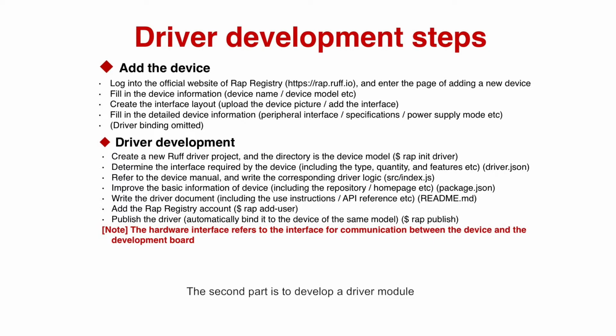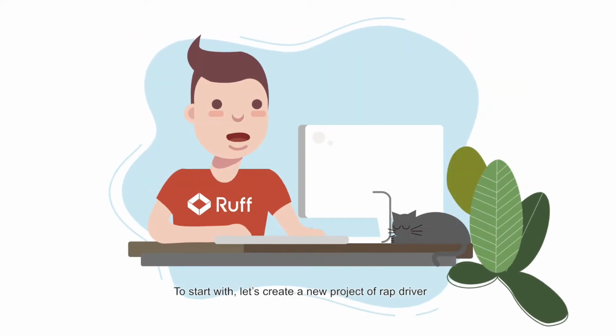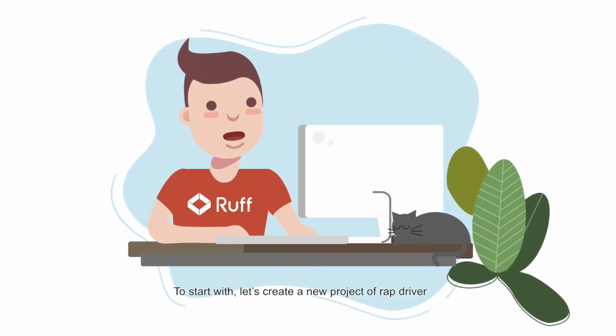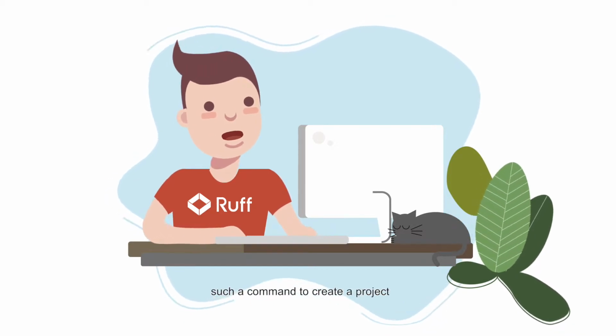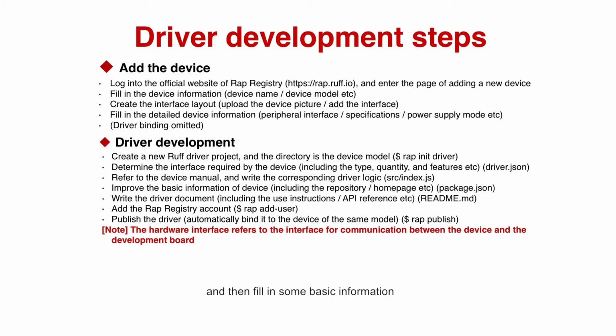Okay, the second part is to develop a driver module, and it requires us to download the Ruff SDK, as we need Ruff tools throughout driver development. Let's look at its detailed steps. To start with, let's create a new project of rap driver. We can use the command rap init driver to create a project, and then fill in some basic information, like its version number, its author, and so on. We might as well just skip it now and fill it in at the end of our operation.